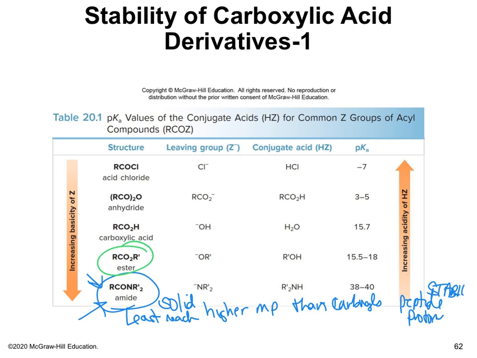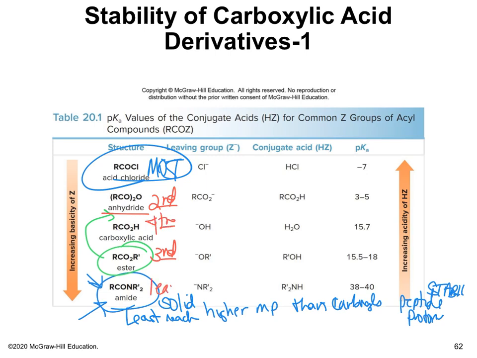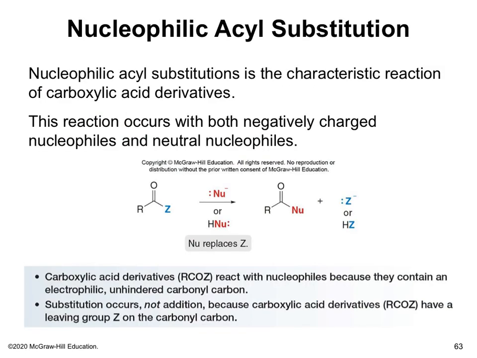Esters are pretty reactive. I would put esters above carboxylic acids. Acid chlorides are the most, okay? They are the most reactive, and then anhydrides second. And then I would do esters are third. I would do carboxylic acids are fourth, amides are least. I would even consider these very non-reactive. This is important because we're going to be converting the carboxylic acid derivatives.